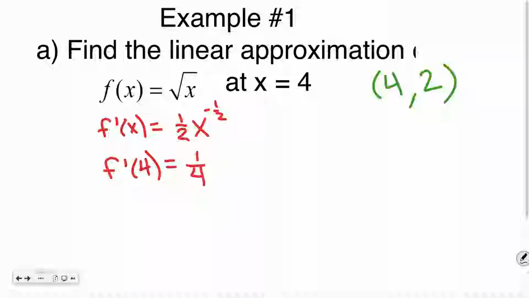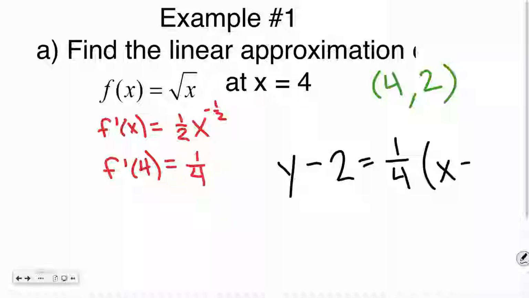So if we are going to write the tangent line equation, Turner, are you good? Yes. Okay. We're going to write our tangent line equation. We have y minus y equals slope times x minus x.